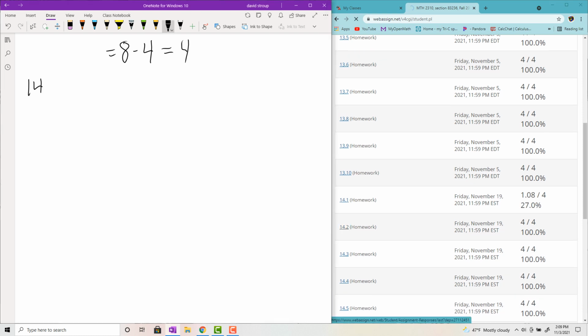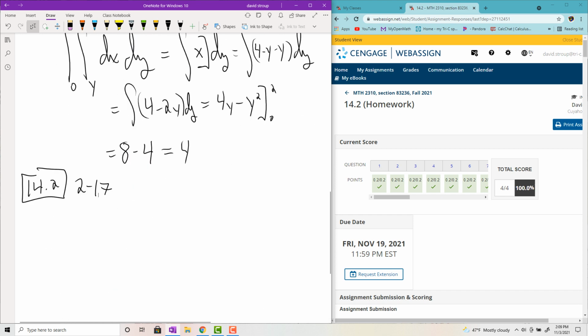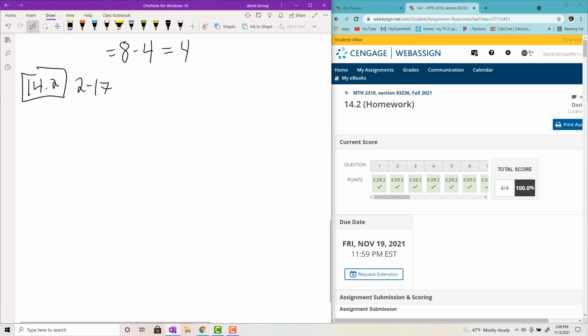And here we go, 14.2. So we're finding volumes, I guess, in this section. We're working problems 2 to 17. And again, it's kind of the same stuff, except like in the previous problems, you really wouldn't have an integrand, right? Now we're going to have something inside these double integrals, and it'll represent basically a volume.